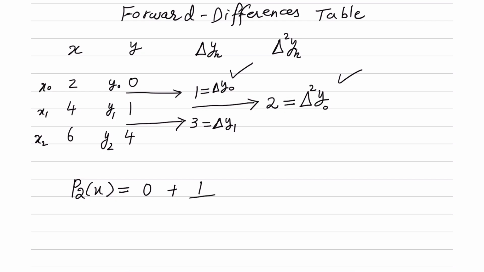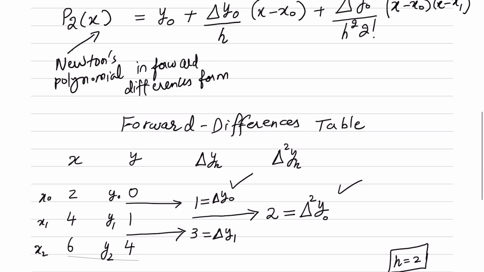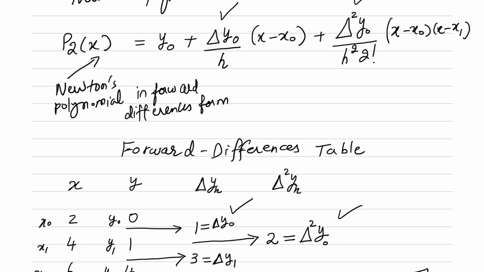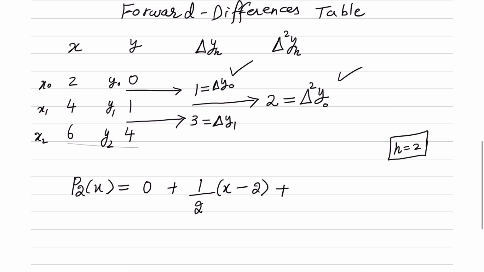H here is 2, the difference between every two consecutive x values. 4 minus 2 is 2. 6 minus 4 is 2. Forward y naught over h, which is 2, into x minus x naught. X naught is 2. Plus forward square y naught over h square 2 factorial. Forward square y naught is 2 over h square.